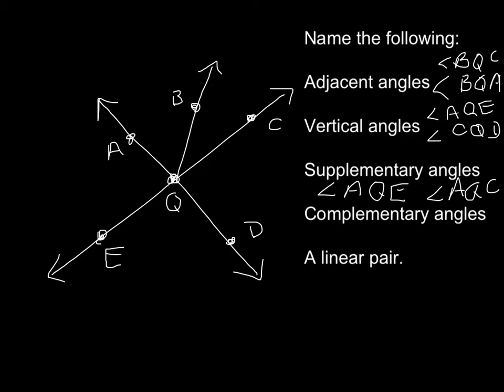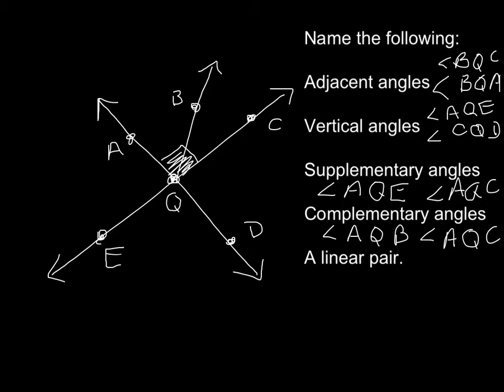Complementary angles form 90 degrees. So if I had a picture where there was a 90-degree angle drawn in, then I could use, for example, here, AQB and BQC. They would make that 90-degree angle. They would be complementary. Angle AQB, angle AQC.